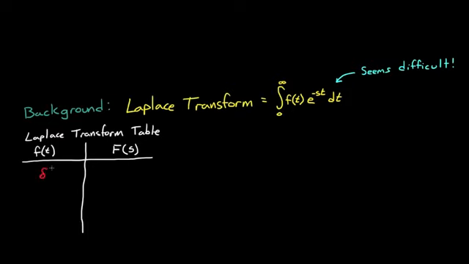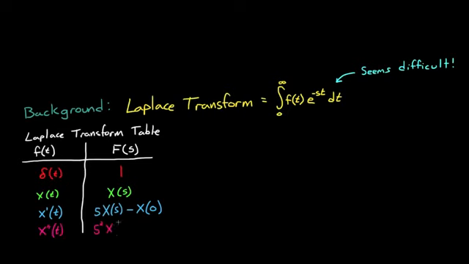The Dirac delta function, which is a squiggly d of t, the Laplace transform is just 1. This is also the impulse function. Then you have x of t, the Laplace transform of that is just x of s. X prime of t, which is the first derivative of x, is s times x of s minus the initial position x0. Then there's x double prime, which is the second derivative of t, is just s squared times x of s minus s times the initial position minus the initial velocity.